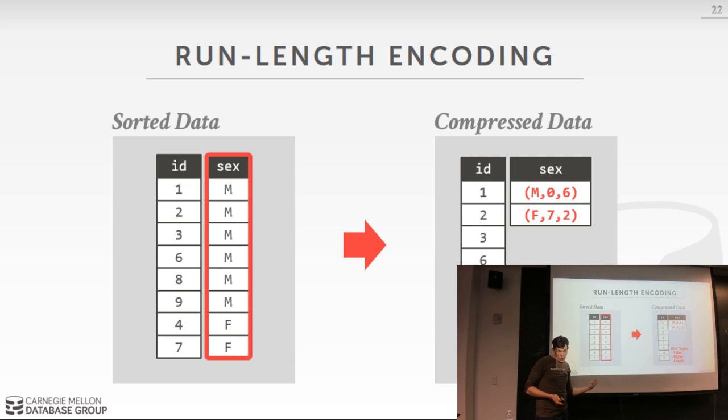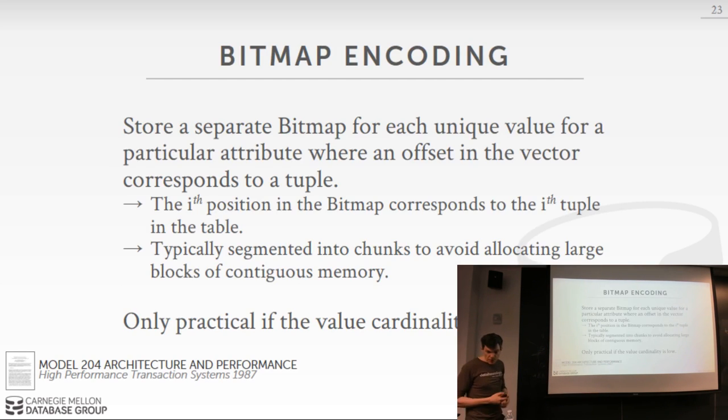All right. So run length encoding is cool because it's going to show up later on, because we can actually piggyback or daisy chain different compression schemes with each other. We can apply run length encoding after we use another compression scheme and get an even better compression ratio.